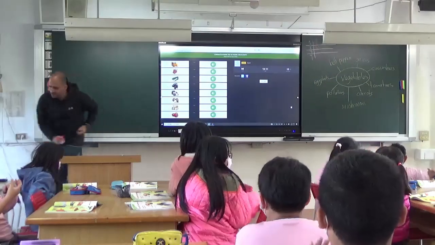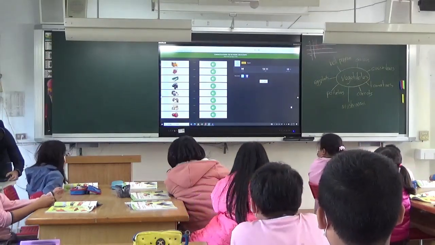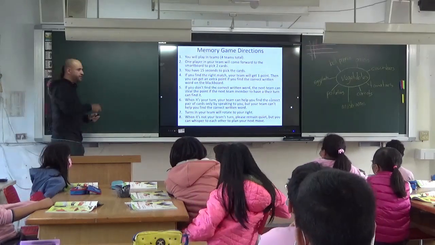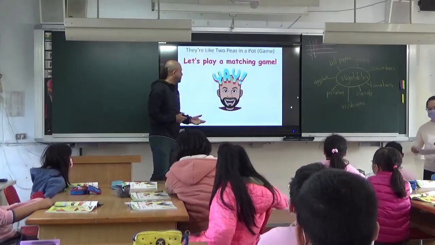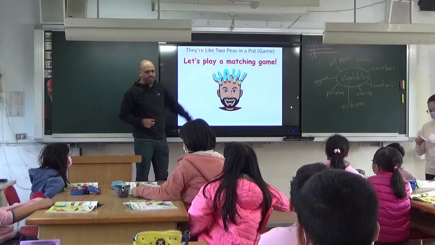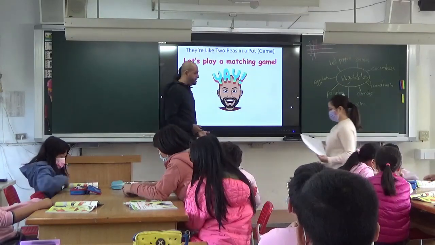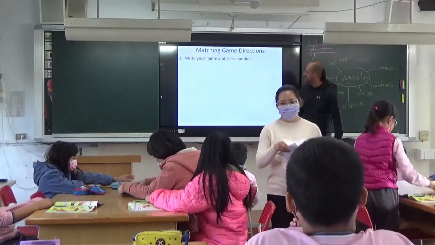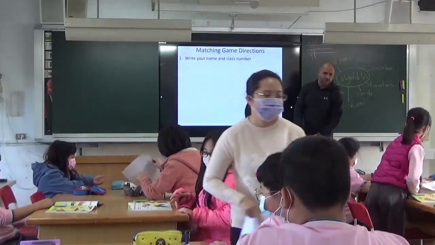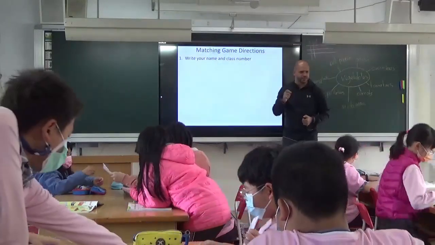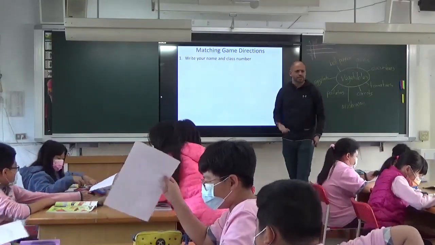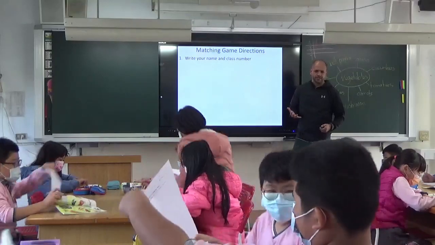Now, let's have one more activity. Okay, so you're going to get a piece of paper. We're going to play another game. It's a matching game. So here are the rules. Please write your name, your English name. If you don't have an English name, write down your Chinese name.